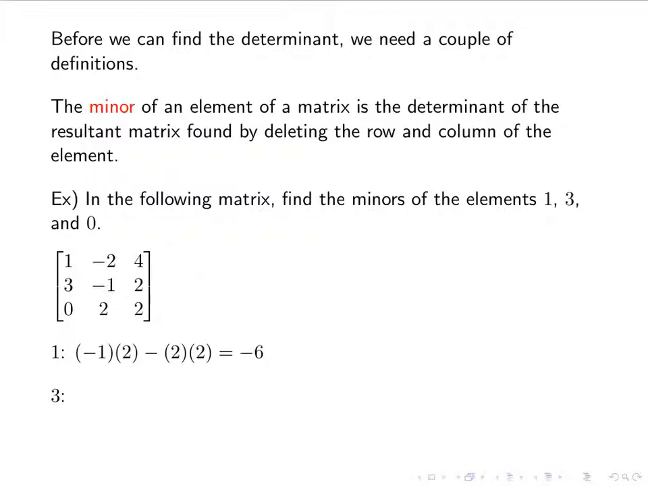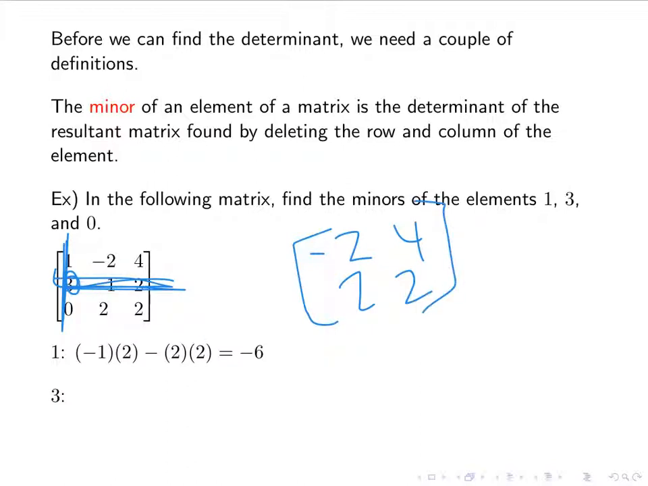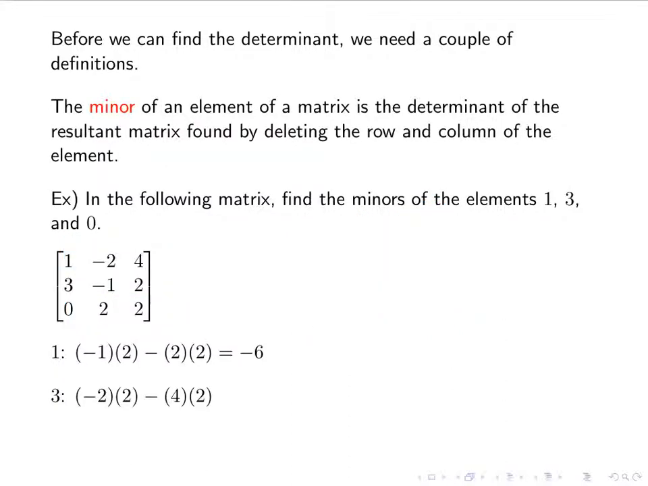If I want to find the minor of the element 3, again, I'm going to delete the row and the column, and I'm left with the matrix -2, 4, 2, 2. And to find that determinant, I multiply -2 and 2, multiply 2 and 4, and subtract. And that gives me -12.